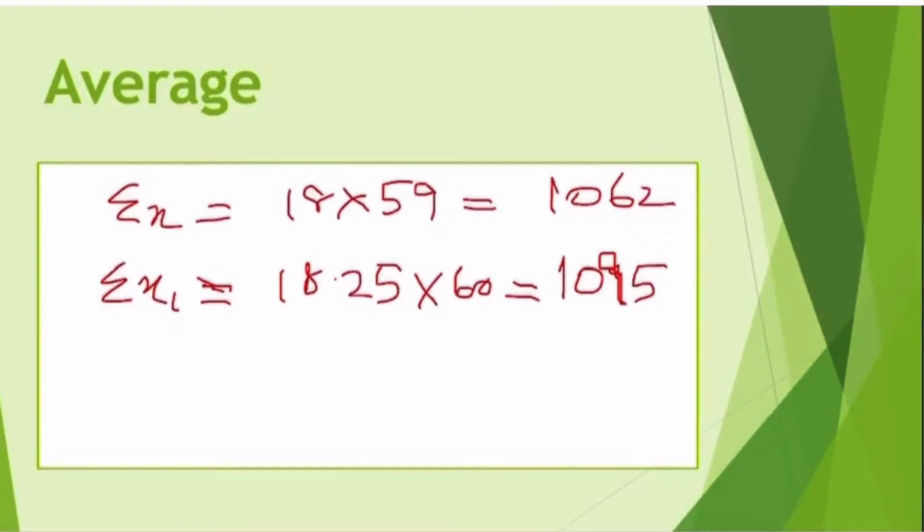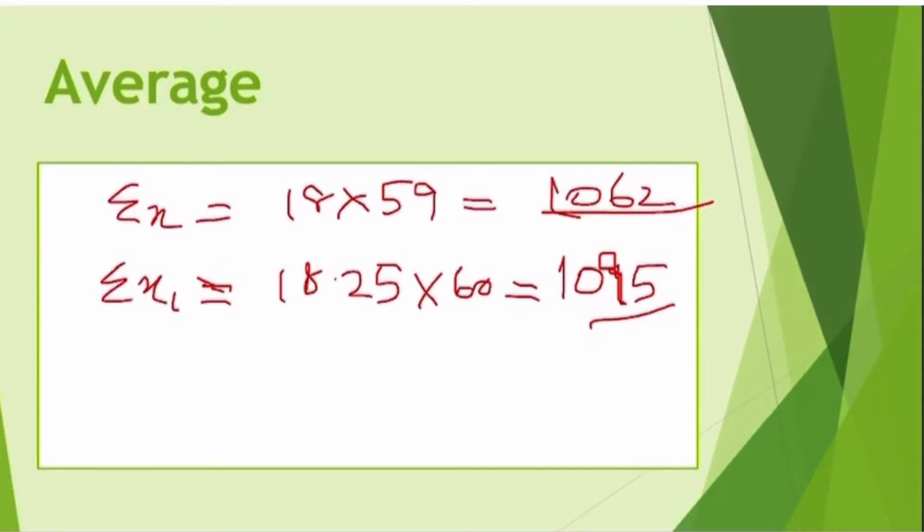So here we get two values. Sigma x is equal to 18 into 59. 18 is the average age, 59 is the number of students. Sigma x1 is 18.25 into 60. 18.25 is the average age of 59 students and 1 teacher, into 60, the total number of individuals. Now we have two values here, 1095 and 1062.